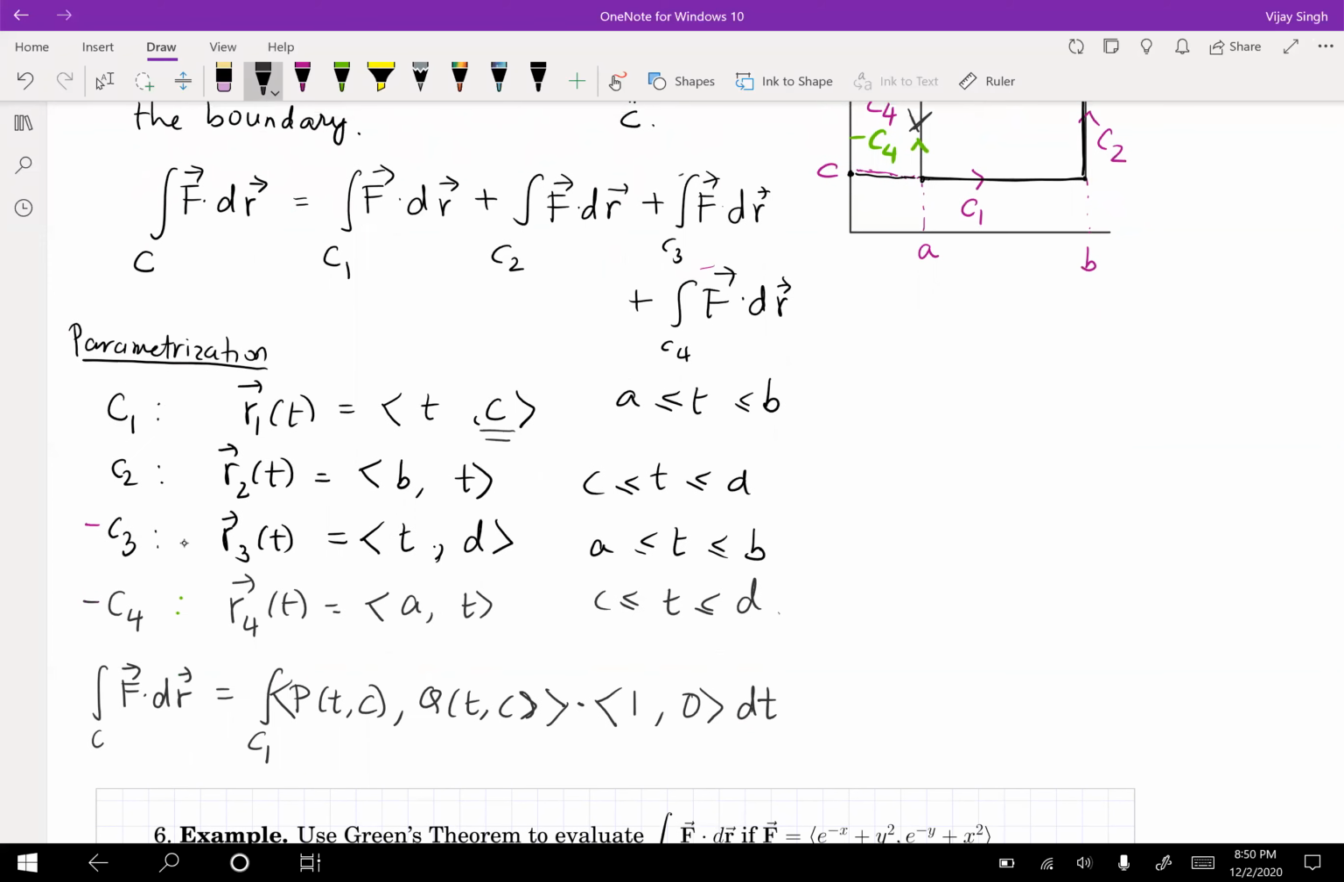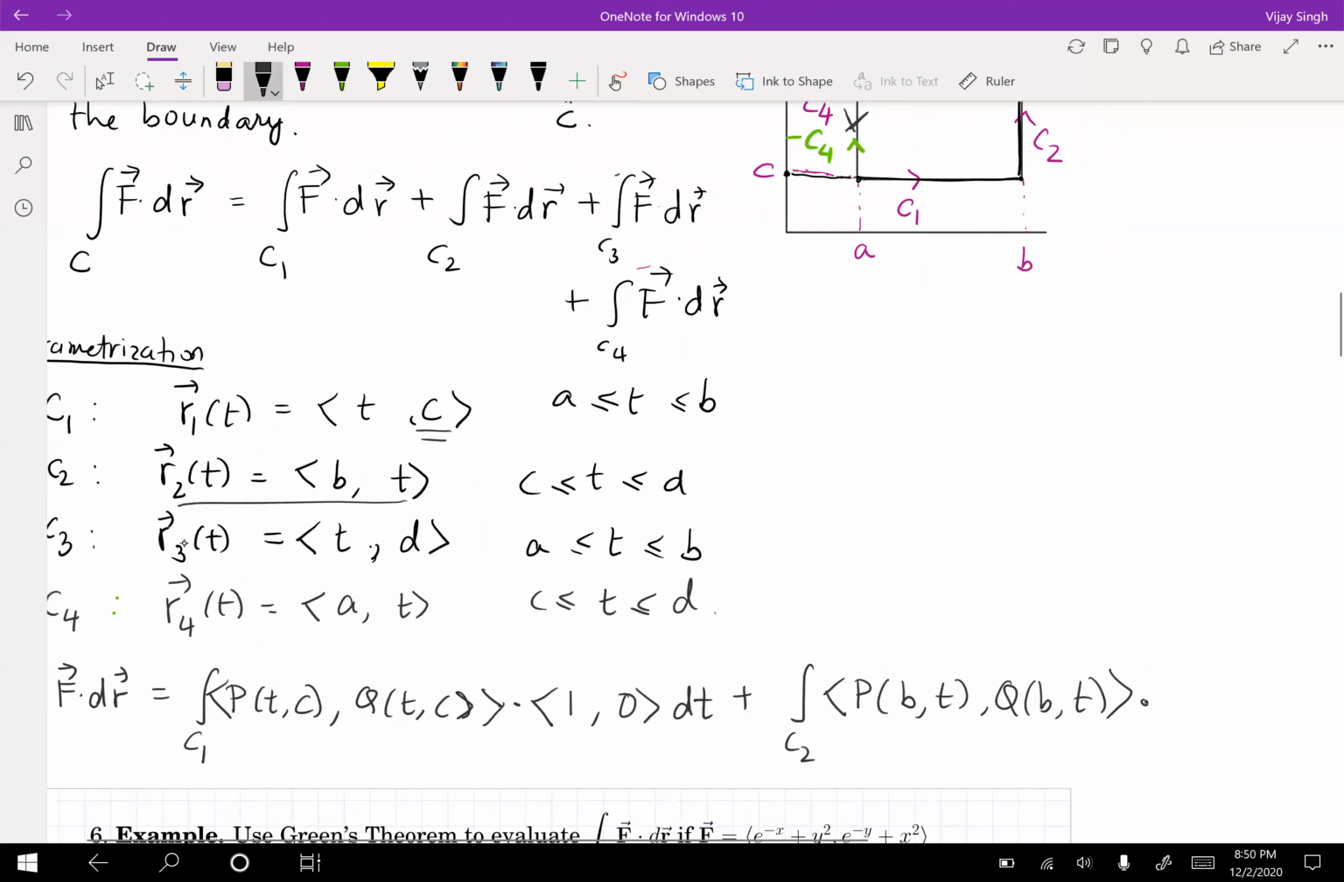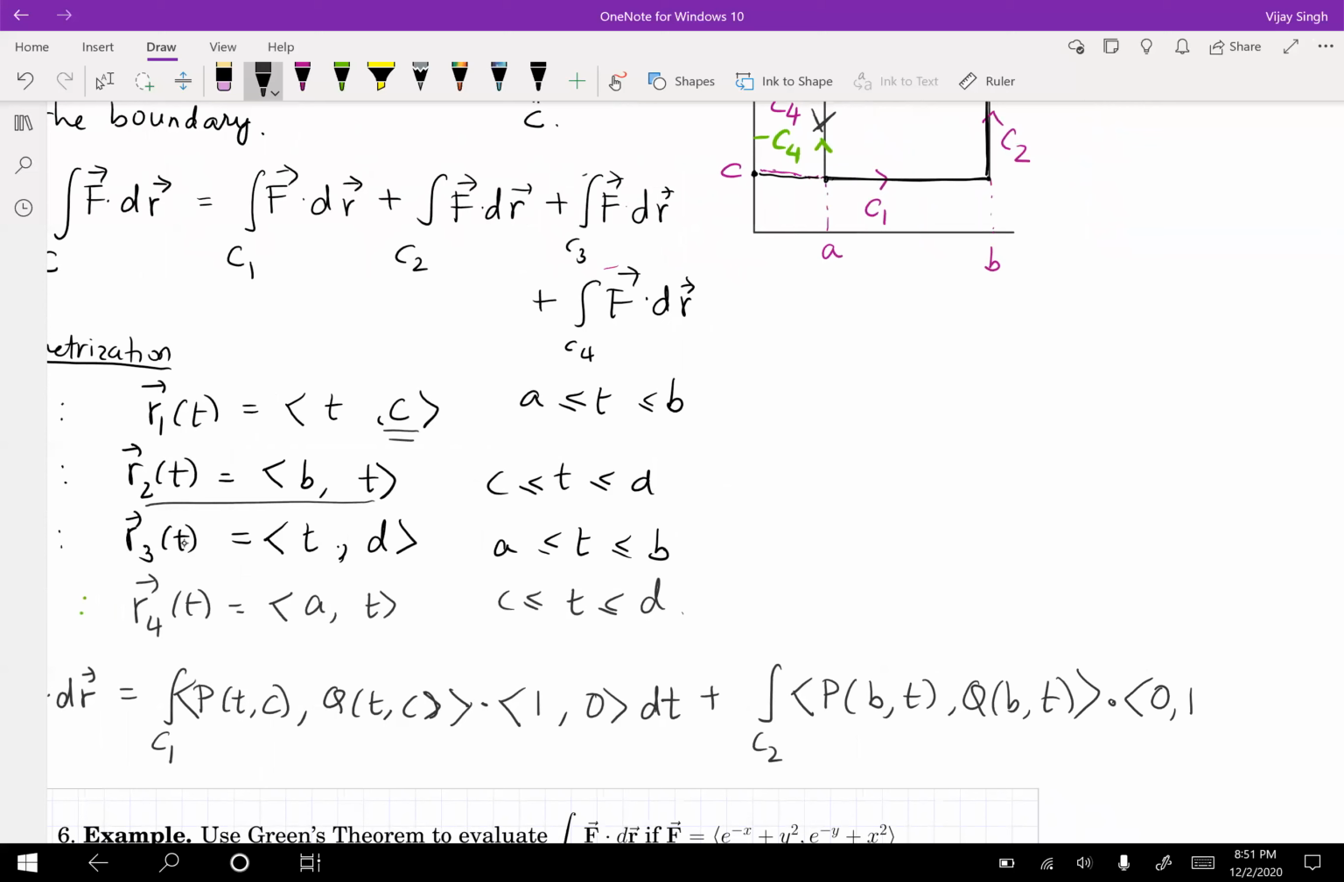Now let's continue with the C2. So C2 is going to be, again, in this case, the parameterization is, so P, instead of X, I have B, instead of Y, I have T, instead of Q, I will have Q of (B,T), and dr2 is going to be what? It's going to be (0, 1) dt. Let's keep continuing this.